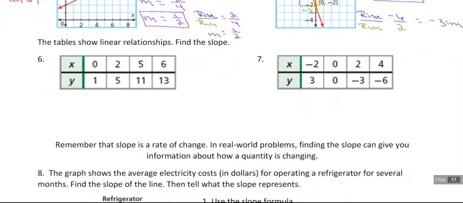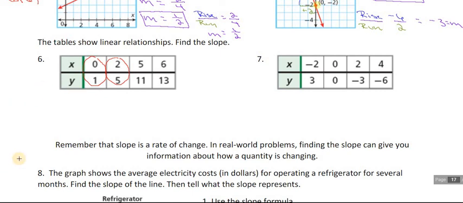Okay, so let's take a look at number 6. I'm going to take 2 ordered pairs. Doesn't really matter which ones. I'll take the first 2. I like the first one especially because there's a 0 involved. And I don't hate any of them because they're all positive, and that's pretty easy to work with.